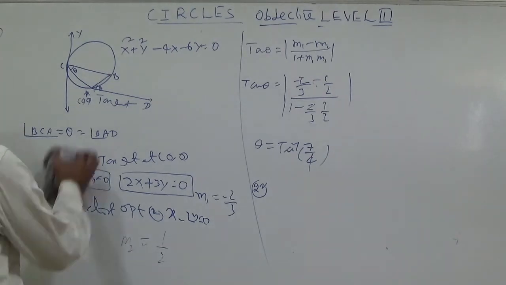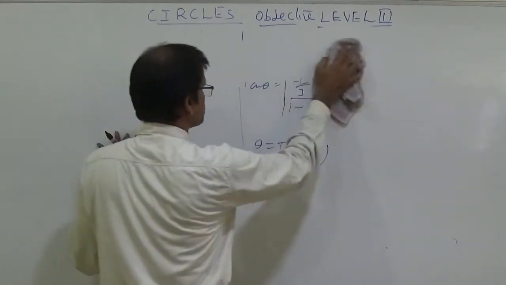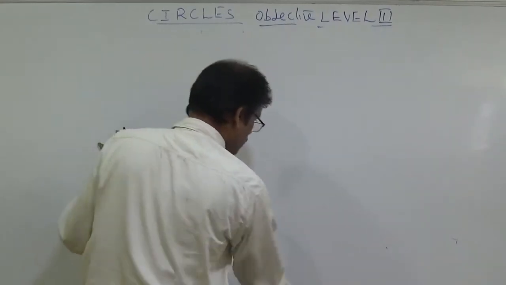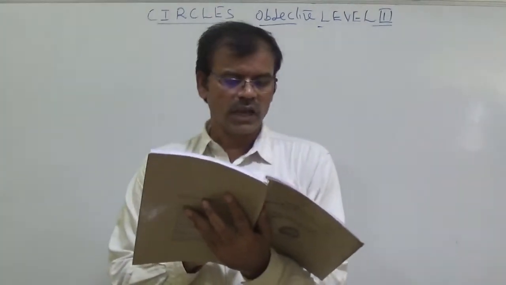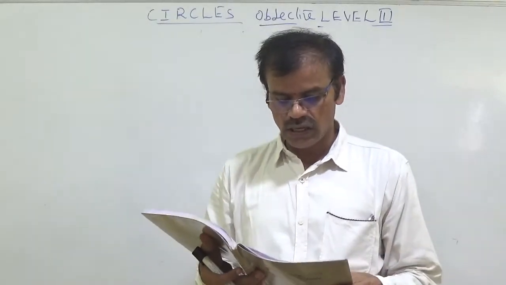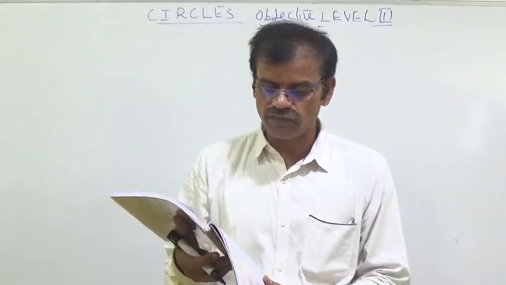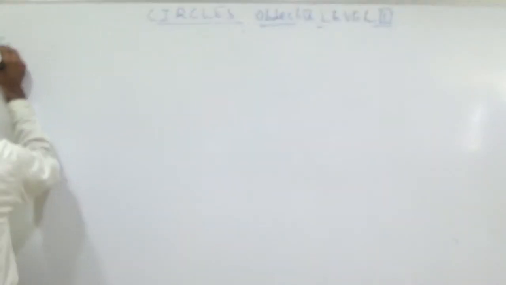If the pair of lines ax square plus 2h xy plus by square equal to 0 lie along the diameters of a circle and divide the circle into 4 sectors such that the area of one of the sectors is thrice the area of another sector, then students, this is a most important question in any standard book. You can face this question. Important for mains.